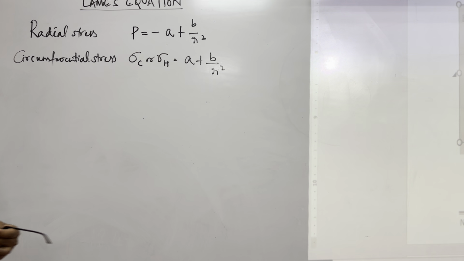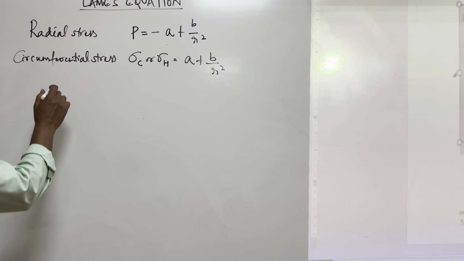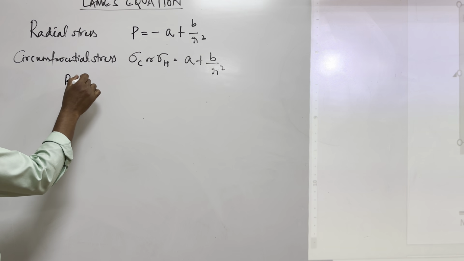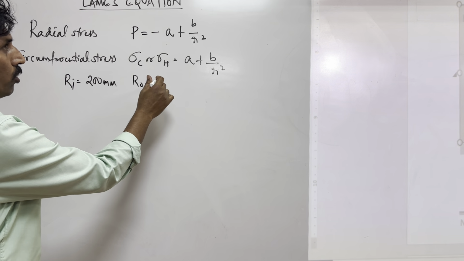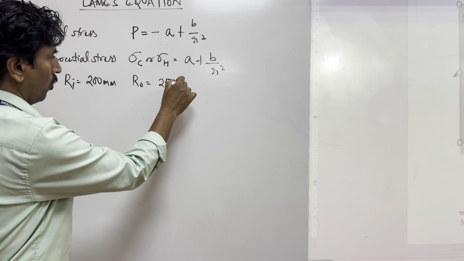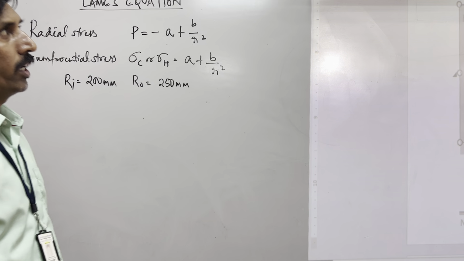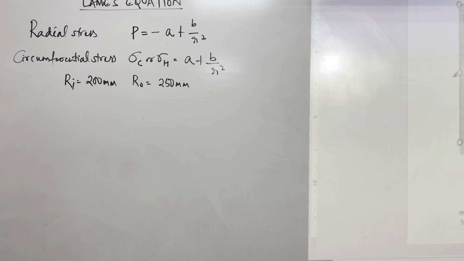So first I will try to explain the numerical which is shown there, which is not visible in the video. It says that there is a cylindrical pressure vessel which has an inner radius and outer radius of 200 and 250. So inner radius Ri is equal to 200 mm and R naught is equal to how much? 250 mm. And the material of the cylinder has an allowable stress of 75 MPa.